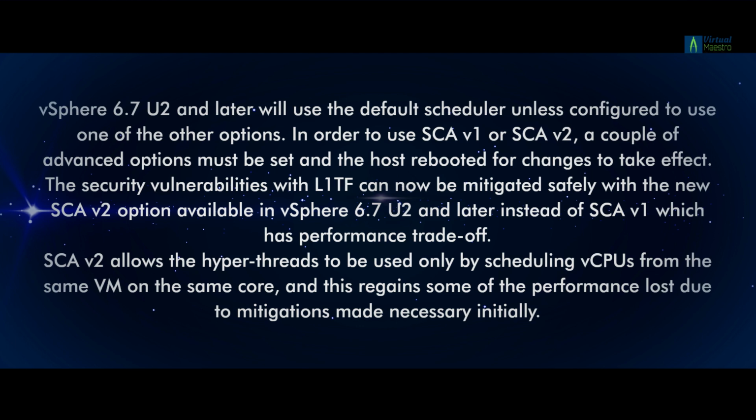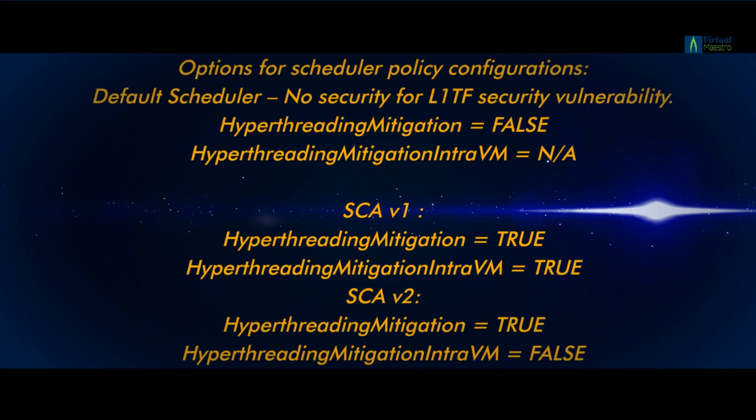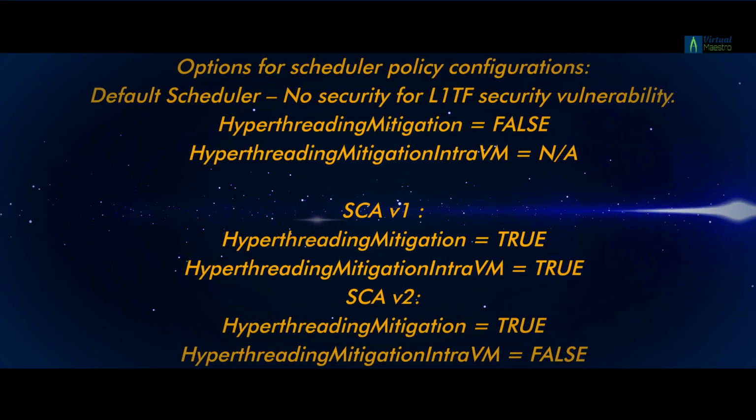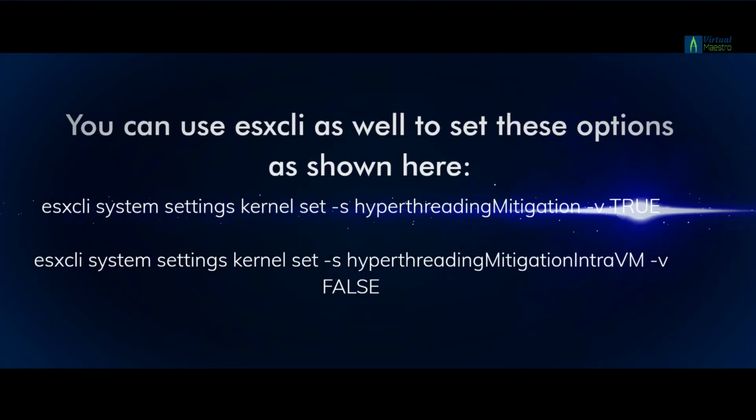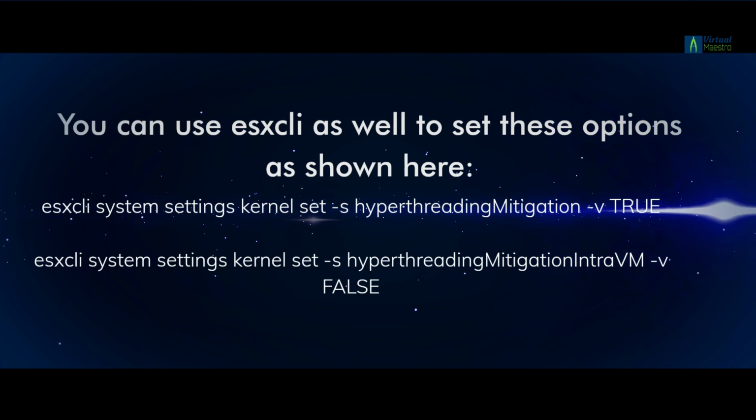SCA v2 allows the hyperthreads to be used only by scheduling vCPUs from the same VM on the same core, and this regains some of the performance lost due to mitigations made necessary initially. These are the required advanced option settings for each of these modes. You can use PowerCLI as well to set these options as shown here.